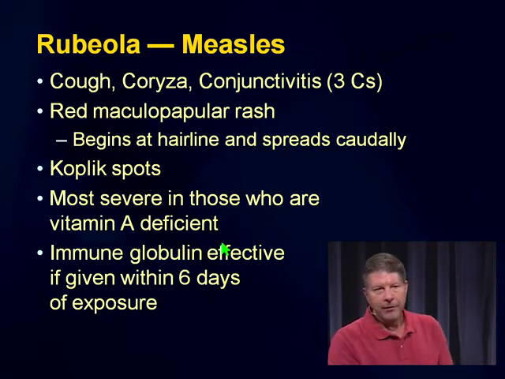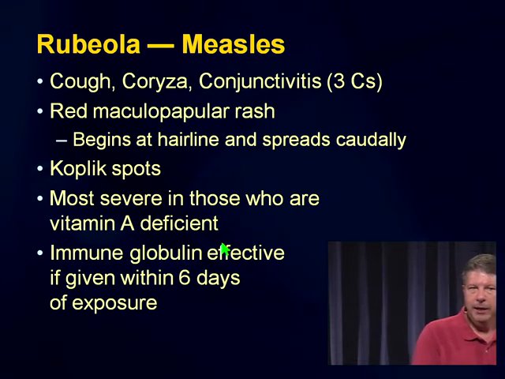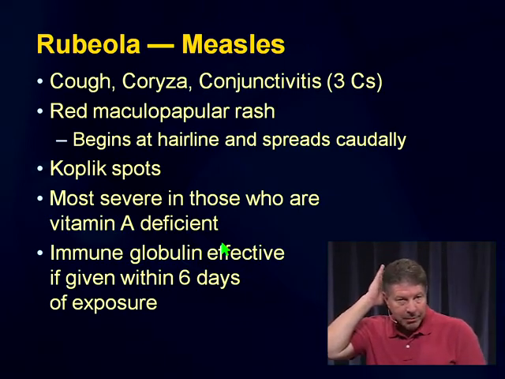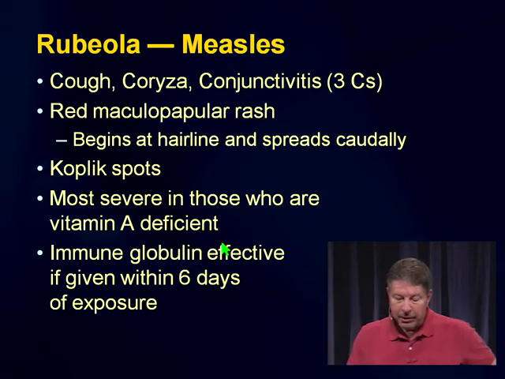If you have an immunocompromised kid, or even not immunocompromised, and you're trying to prevent the measles and they've not been immunized, you can give immune globulin, an IM shot of immune globulin, and that'll be effective if you can give it within 6 days of exposure. So this is classic measles here.